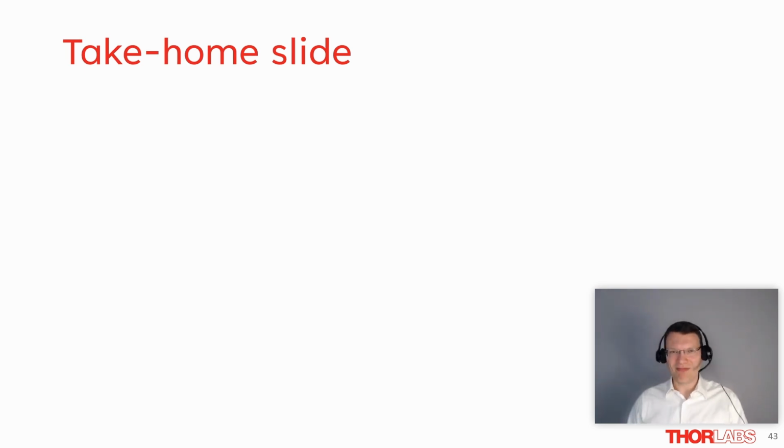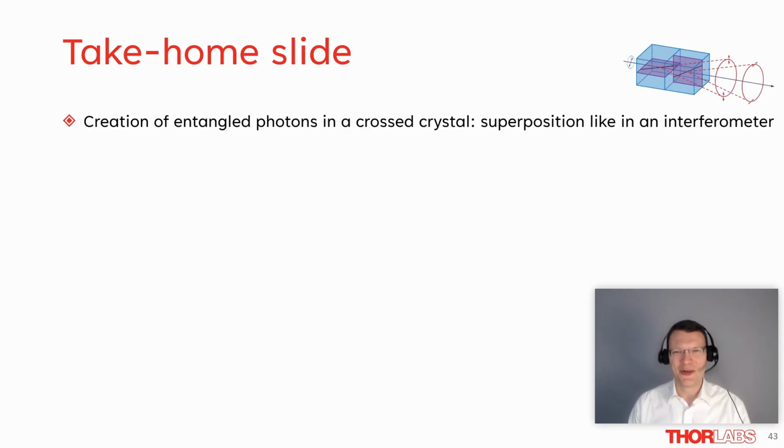Now, that brings me to the end of my talk. So what I would like you to take home. First of all, if you're thinking about generating entangled photon pairs, always think about this in terms of these two crystals being one after another, and you have a superposition of those two crystals generating pairs. It's not one or the other, it's a superposition of both.